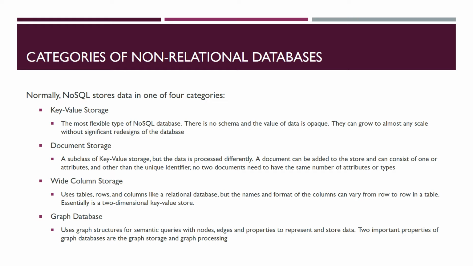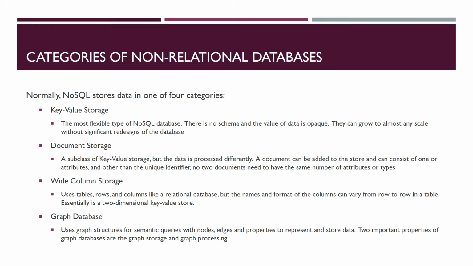And then document storage, it's a subclass of key value, but it processes the data differently, and it's really good for when your schema is just constantly changing, and each document doesn't have to have the same schema, the same number of attributes or types or anything like that.